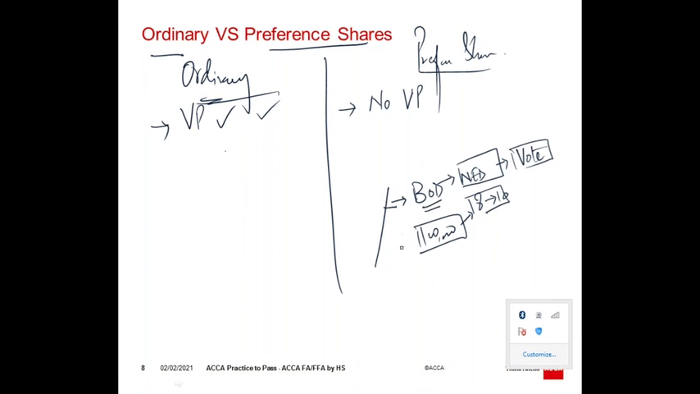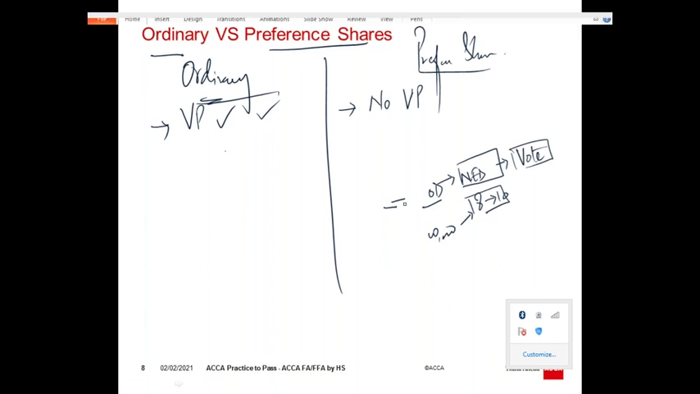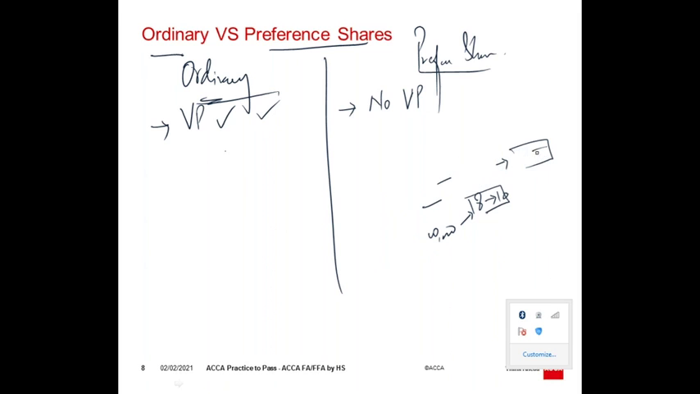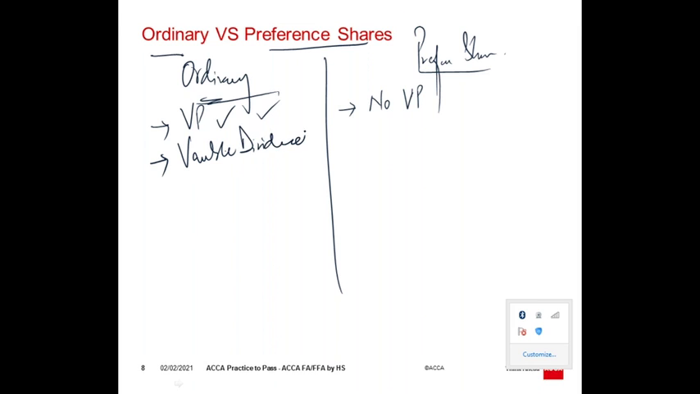Okay. The second thing is, ordinary shareholders will get the variable dividend. Variable dividend means the dividend might be higher than the preference dividend, it might be lower than the preference dividend, or there might be no dividend. But preference shareholders will get the fixed dividend.